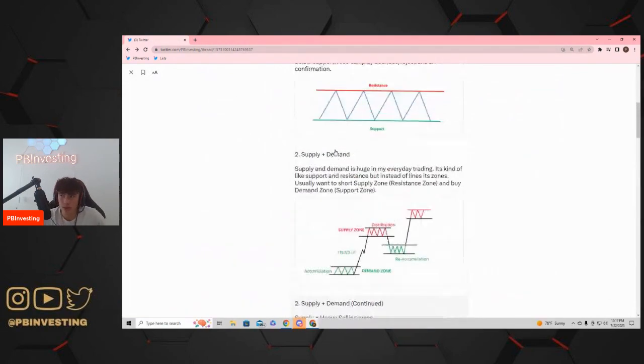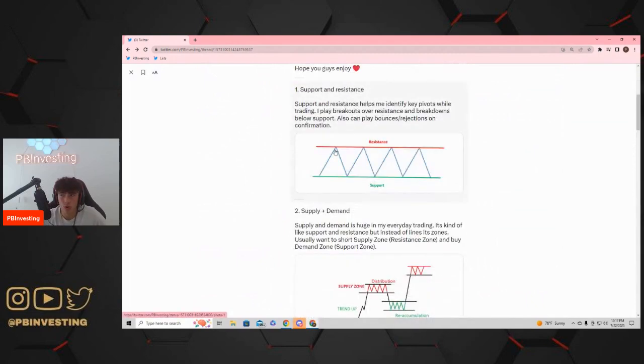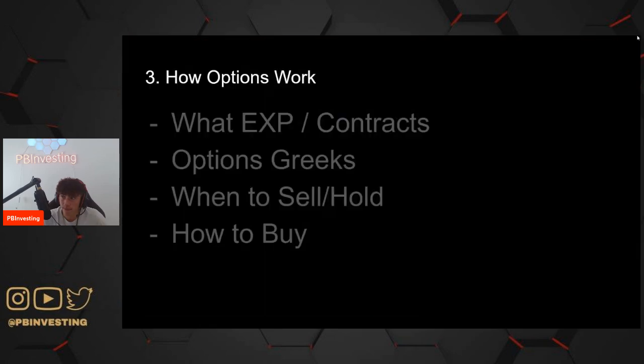Next, I just want to go over support and resistance real quick. If you ever see a stock in this type of range, it's usually best to not trade it, because range trading and options can really mess you up if you don't know how to trade it correctly. I would rather look for breakouts and retests of breakouts and retests of breakdowns so that you can maximize the price of your contracts.